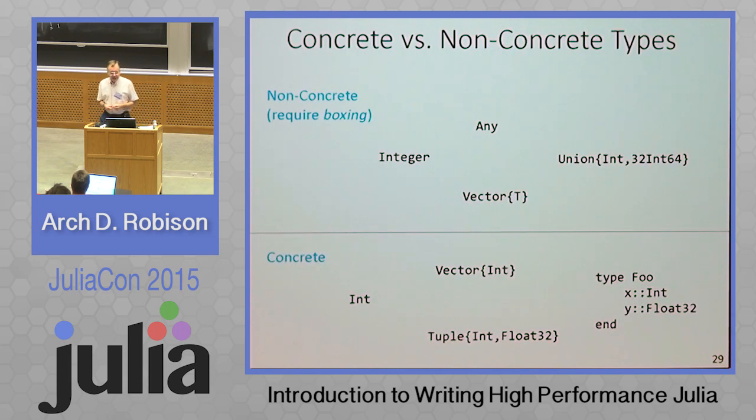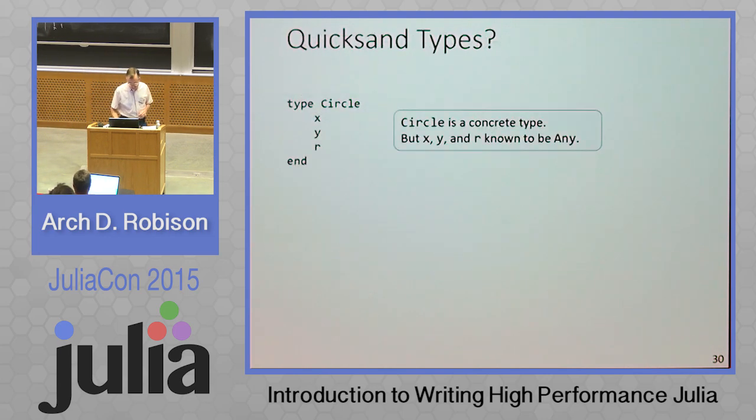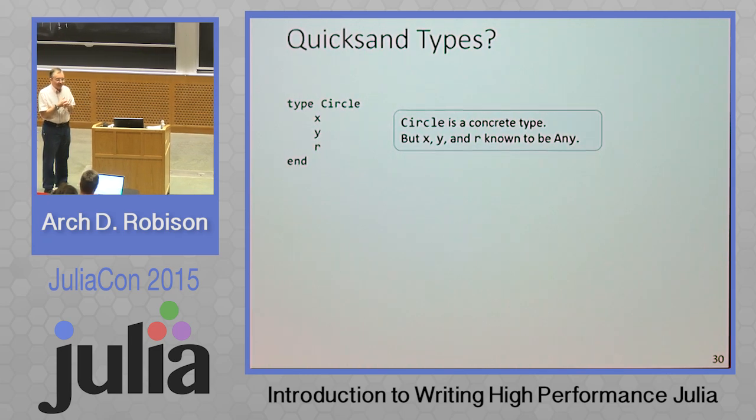Or a vector of t. At that point, as a parametric type, we haven't instantiated the t yet, so we don't know what it is. And then there's sort of intermediate ground. I think of these as quicksand types. They're not quite concrete, and they're not totally non-concrete.